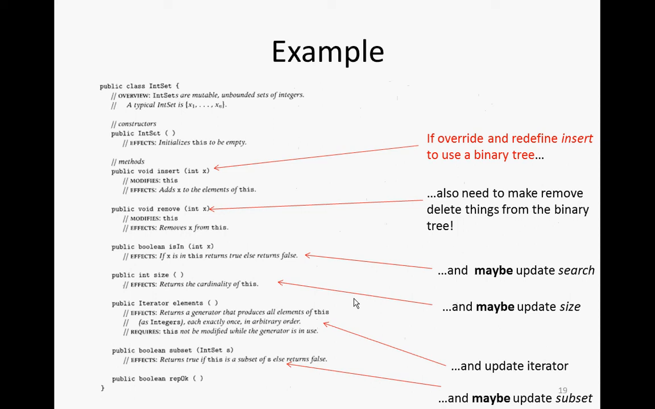What other things do you think we have to change? Just kind of looking at this, what other things would you expect we have to change? The implementation of the insert. Yeah, like if we wanted to have my binary tree inset, what things would we have to replace? Well, we might have to replace remove, right? Delete things from the binary tree.